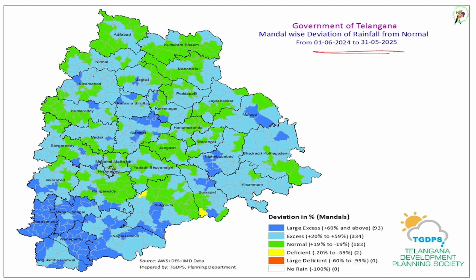For example, where the normal rainfall is there, meaning almost every year the same pattern, is the green pattern. The sky blue pattern is a little bit excess, 20% to 59% excess. But the strong blue pattern represents heavy rainfall in this particular year in Telangana. So that you can see it.